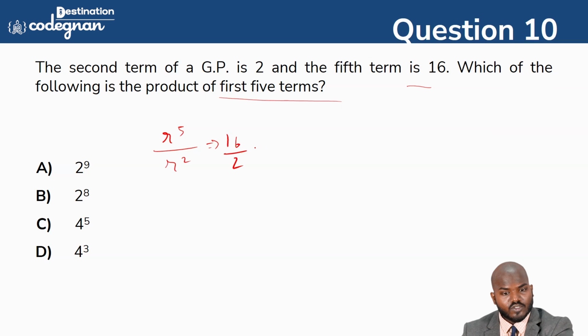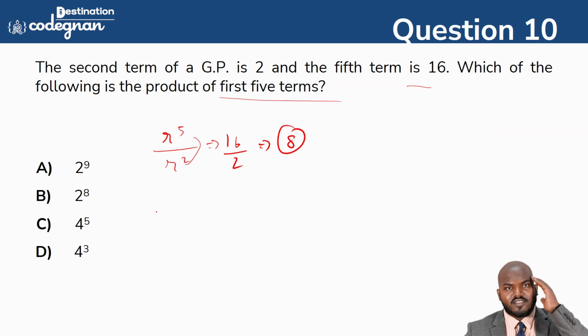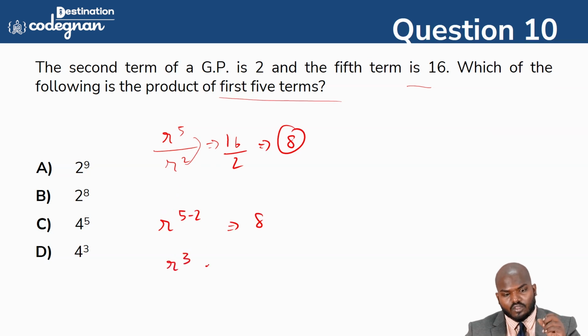If I solve this, it will give the value 8. Using the exponent rule, the indices are subtracted, so it is R to the power 5 minus 2. So that gives 8 here. So you can say that R cube is equal to what?